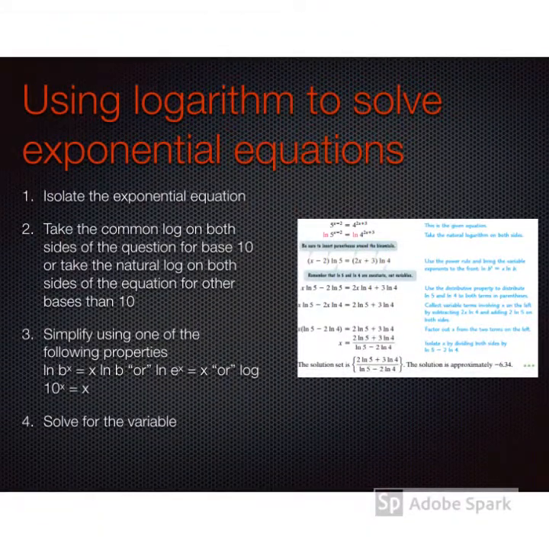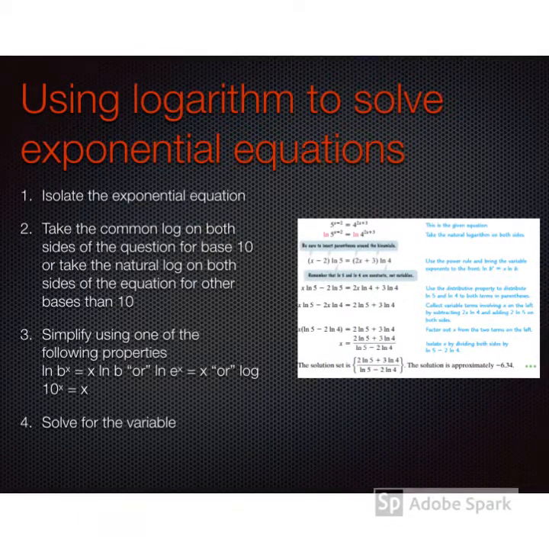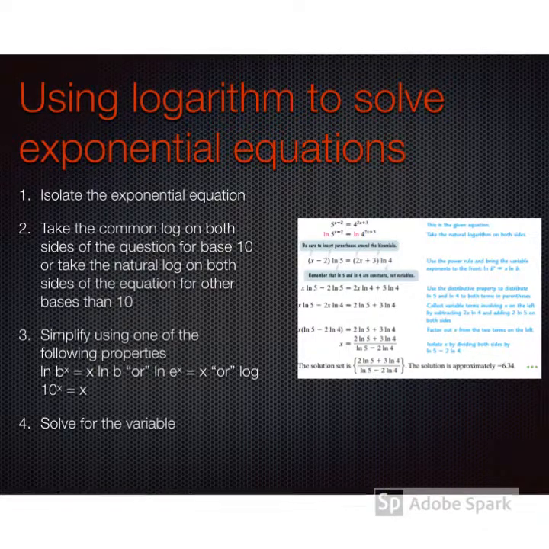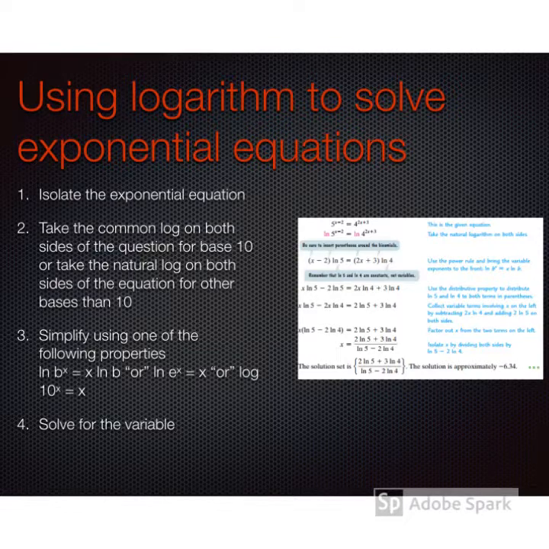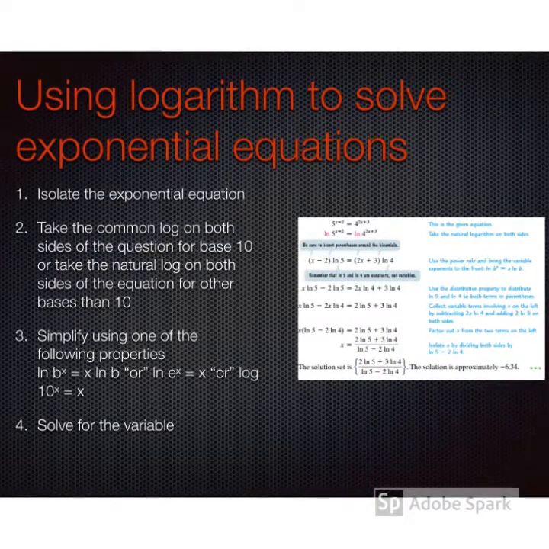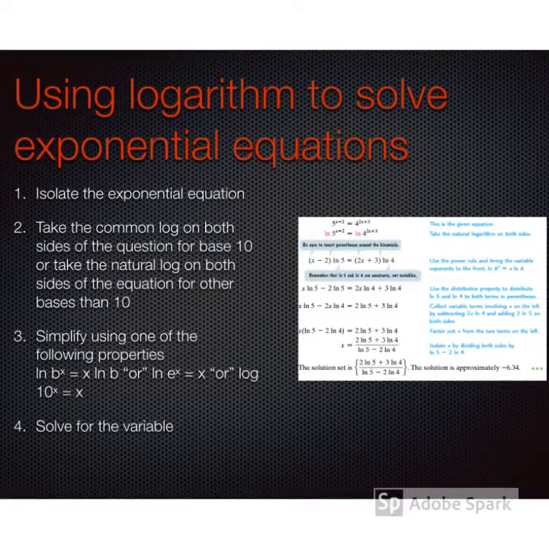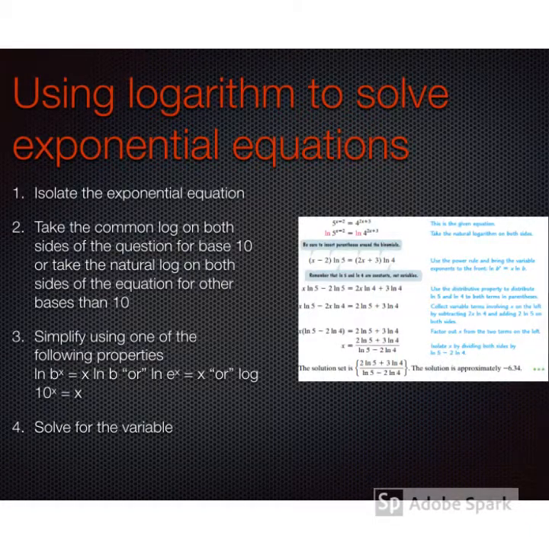This is the same type of problem using the natural log. If you look at step 3 on the left, where we had ln b raised to the x equals x ln b, we set the problem up this way. Then we distributed ln 5 on the left and ln 4 on the right. Next we move things to the right or left of the equal sign to get like terms on the same side. Since we're solving for x, we factor out x on the left, then divide on both sides. The answer is approximately negative 6.34.